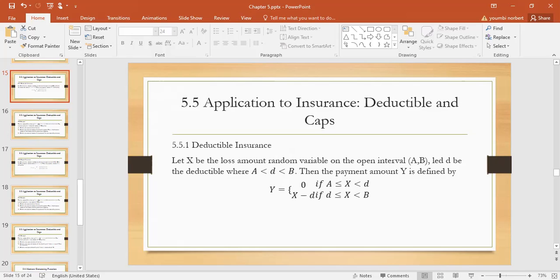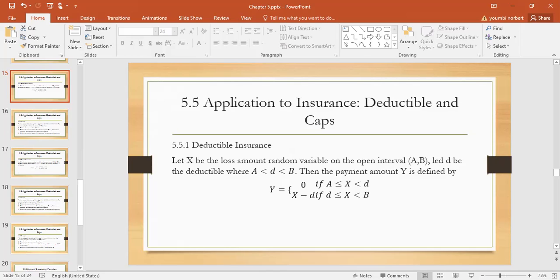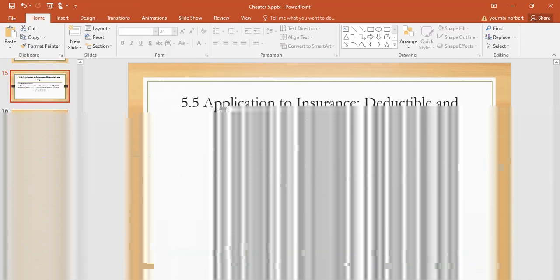If X is the random variable of the amount of loss, and when you get into a car accident, you cannot tell how much the damage will be. It is a random variable. So if X is that amount, and the deductible is D, what it means is that if the loss is less than the deductible, you will be paid nothing. The insurance paid you nothing. But if the loss is above the deductible, insurance pays you the amount of loss minus the deductible.